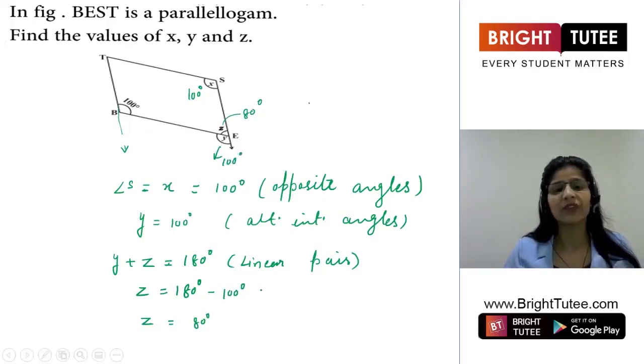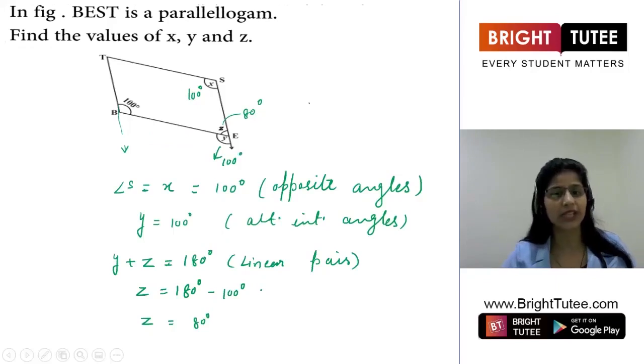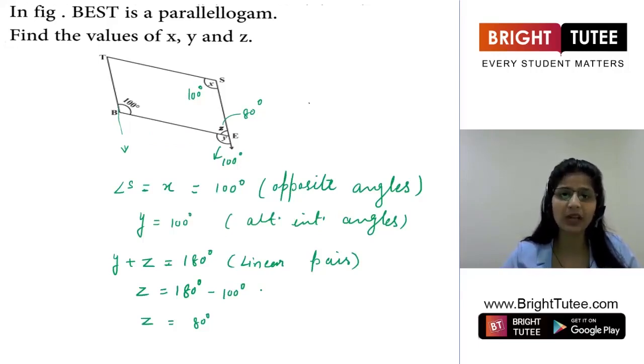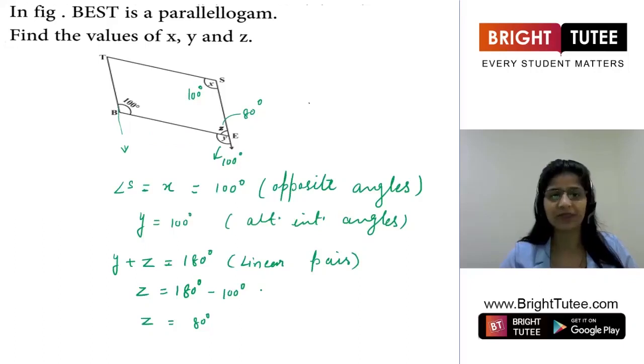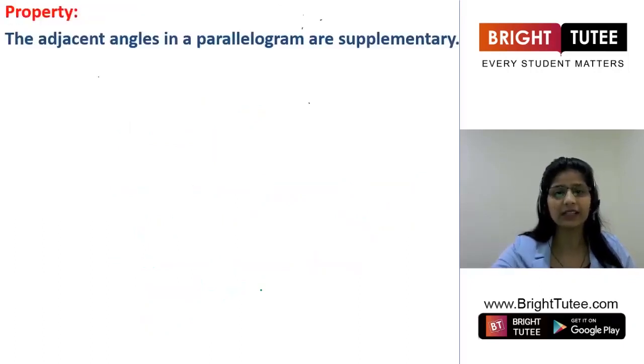So this is how we have used the property that the opposite angles are equal. Then we have used the parallelism, right, and the transversal between these two parallel lines BT and SE to find out angle Y. So this is how we are using the properties of parallelograms to solve the questions. Fine. Let us see another thing.